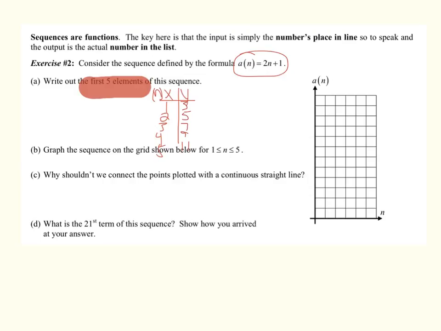in the next one, it says, now graph the sequence grid shown below. Remember that this is my barrier. It wants you to graph from 1 to 5 on my x-axis. Remember that my x is n in this case. So that's all I'm going to do: I'm going to go to 1, 3, over 1, up 3. To 5.